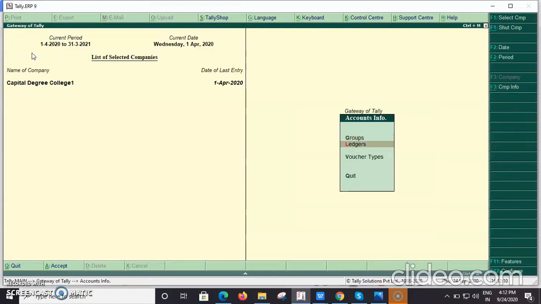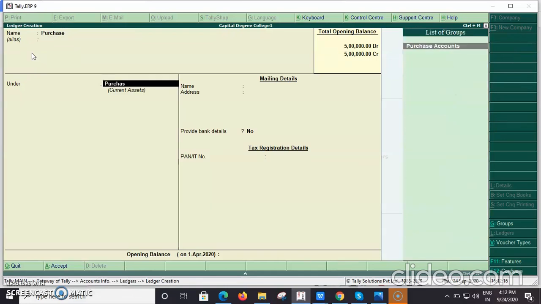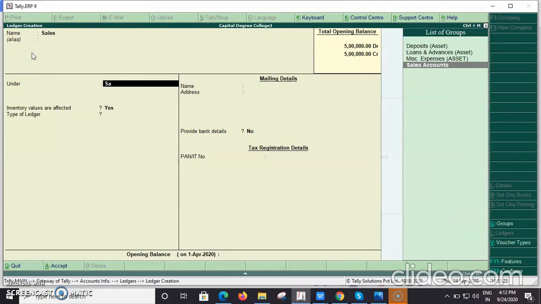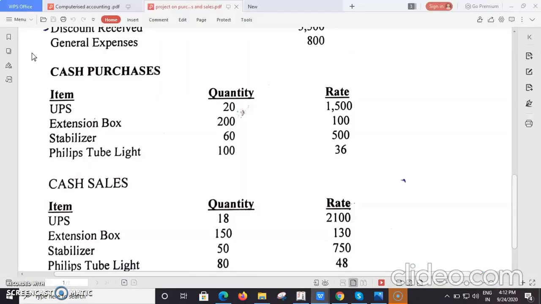So accounts info, ledger, create. Purchase comes under purchase ledger, purchase account, save. Now sales ledger comes under sales account group, save. So this is done. Purchase completed, sales also completed.